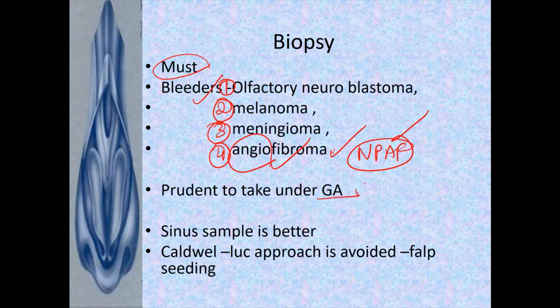So better to take it under GA, and arrange 2 units of blood if you are planning for any excisional biopsy. 2 units of blood is very important because angiofibroma is related to blood vessels.